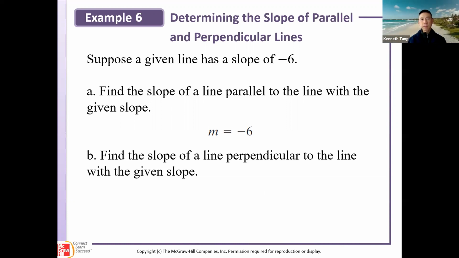And to find the slope of the line perpendicular to the line with a given slope, m is equal to +1/6. So always remember, the opposite and reciprocal of the slope is going to be the perpendicular slope to that given slope.